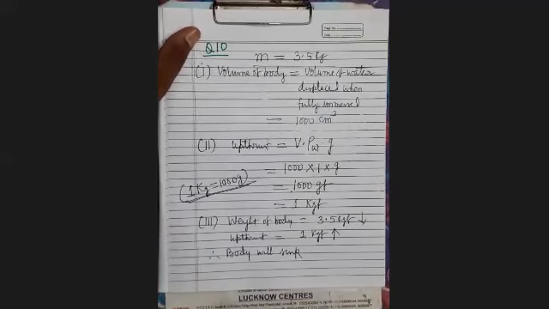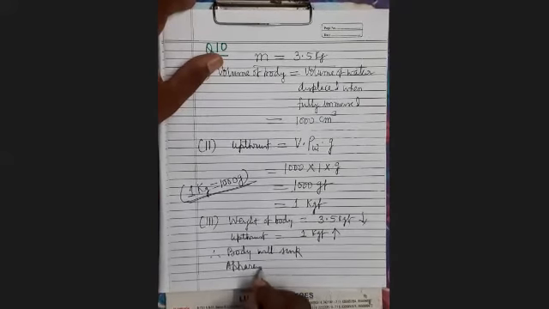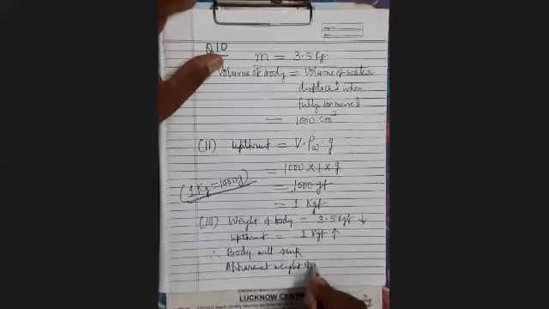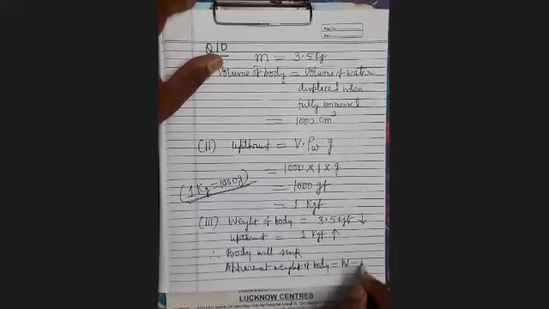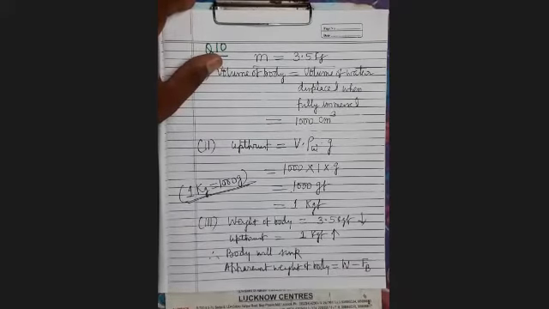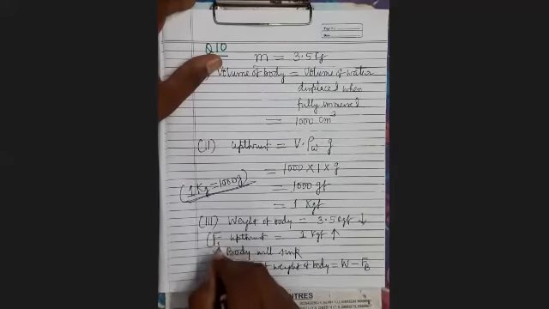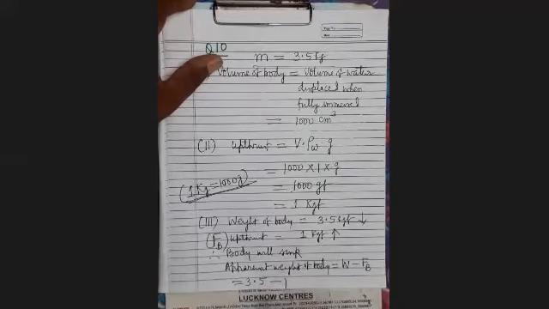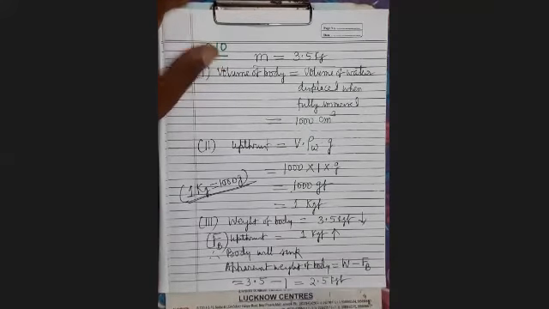And body will sink, so what will happen? Apparent weight of body. It will be equal to W minus FB. FB means upthrust. That is 3.5 minus 1. That is 2.5 kgf. 2.5 kgf. It's clear?